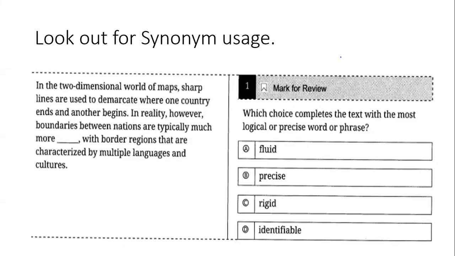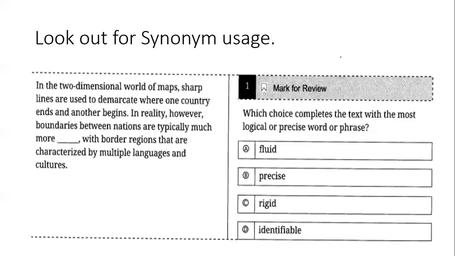Precise means exactly. Rigid means absolutely strict. Identifiable means something you can easily identify. Now let's plug in and see. In the two-dimensional world of maps, sharp lines are used to demarcate. Demarcate means to separate. Underline that and put it in your notes. Boundaries demarcate North America and South America, where one country ends and another begins.